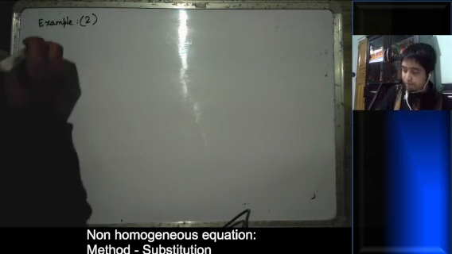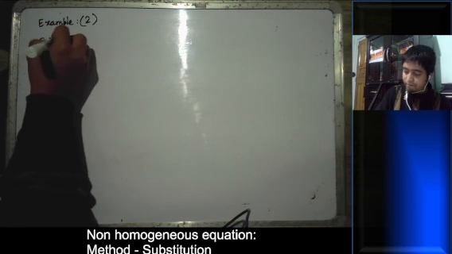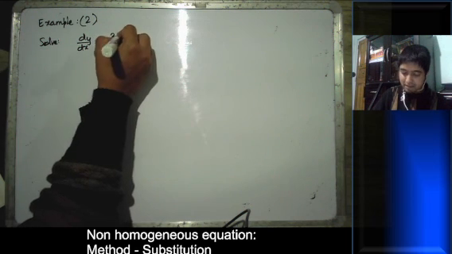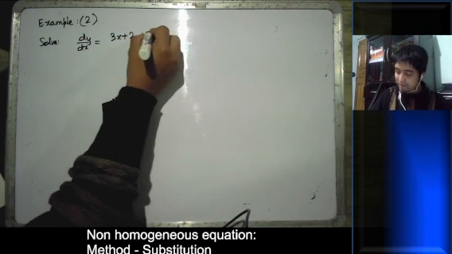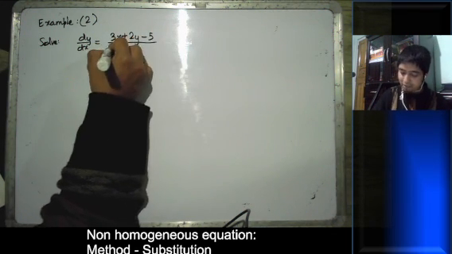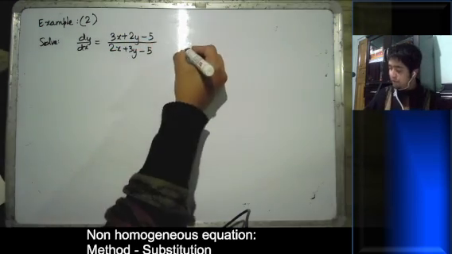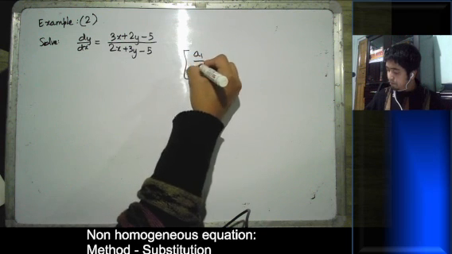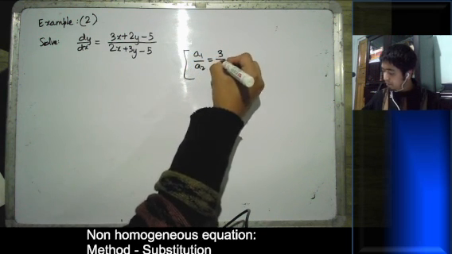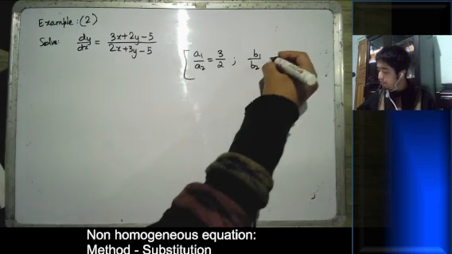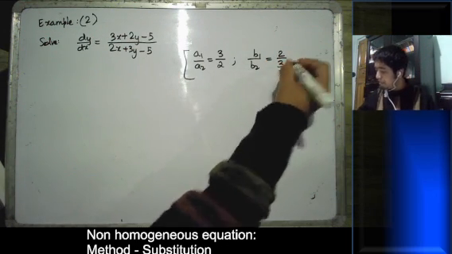Okay, so solve dy/dx equal 3x plus 2y minus 5 divided by 2x plus 3y minus 5. Okay, so over here if you calculate a1 by a2, it's 3 by 2, b1 divided by b2, which is 2 by 3, so they are unequal.